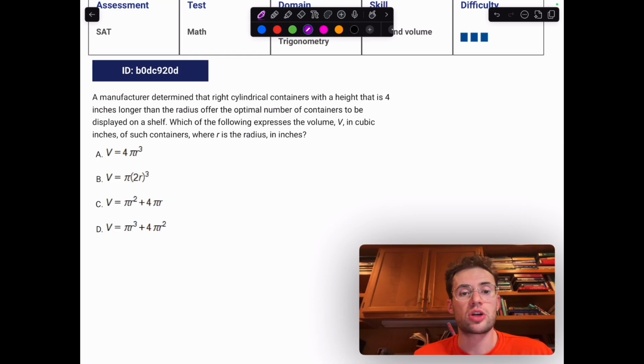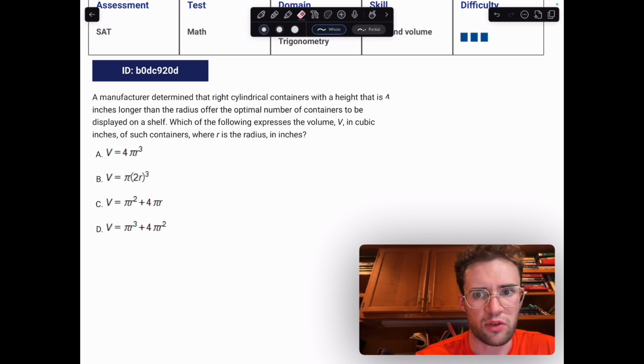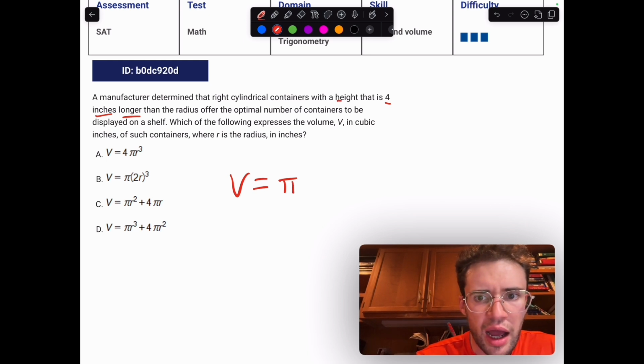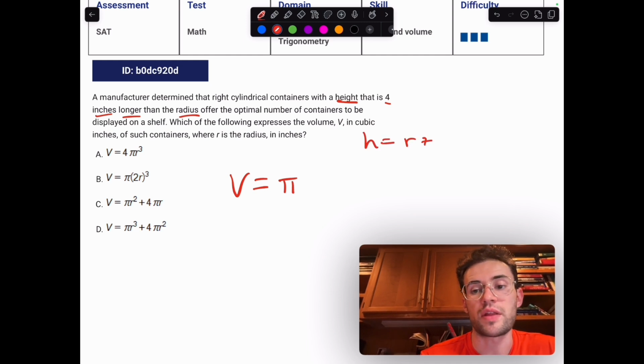A manufacturer determined that right cylindrical containers with a height that is 4 inches longer than the radius offer the optimal number of containers to be displayed on a shelf. Which of the following expresses the volume V in cubic inches of such containers where r is the radius in inches? It's going to have to do something with adding 4 because this is 4 inches longer, not 4 times longer. Volume is equal to pi, and it said a height that is 4 inches longer than the radius. So height is equal to the radius plus 4. That's 4 more than the radius, right? You have to add 4 to the smaller one to make it equal to this bigger one that's 4 bigger.